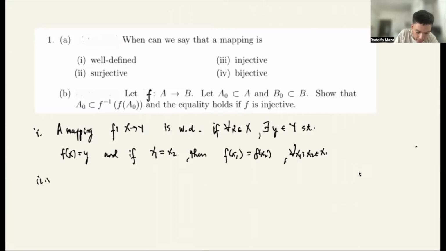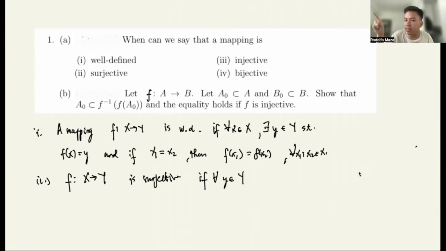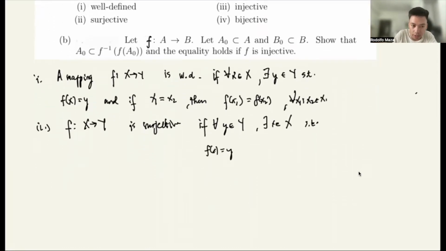For number 2 naman, a function F is surjective. So, di ba pag surjective, mag-i-equal yung range at yung codomain. So, this becomes surjective if for every Y in Y, so ibig sabihin lahat ng elements sa Y, there exists X in X such that F of X equals Y. So, lahat ng elements ni Y na mamap kay X. So, that makes it surjective.